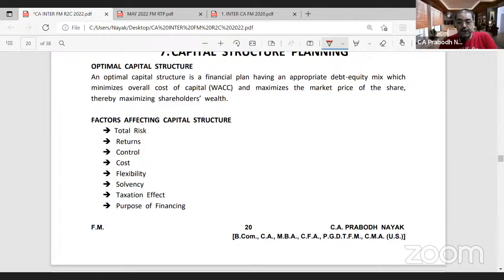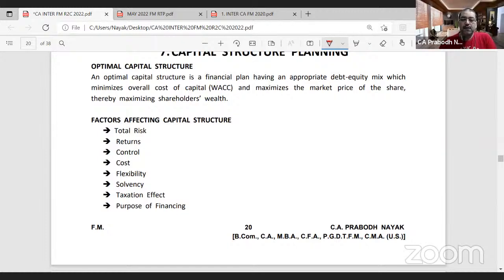Then in the theory question, they have asked you factors affecting capital structure. A detailed discussion on that we have done when we were doing the topic. Factors that you have to write: total risk, returns, control. At least 5 to 6 points should be there. I am not saying remember all the points, but if you remember all the points, well and good. But at least 5 to 6 points should be there with the explanation, because your question will be for 4 to 5 marks.